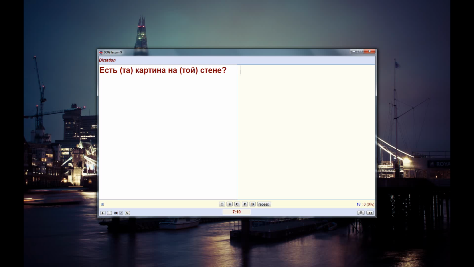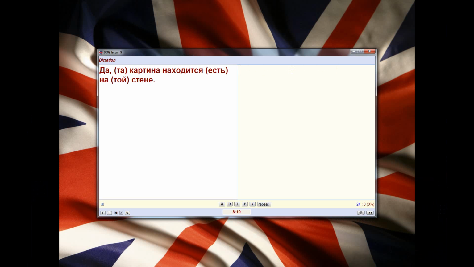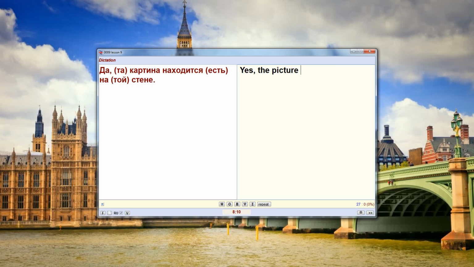Is the picture on the wall? Yes, the picture is on the wall.